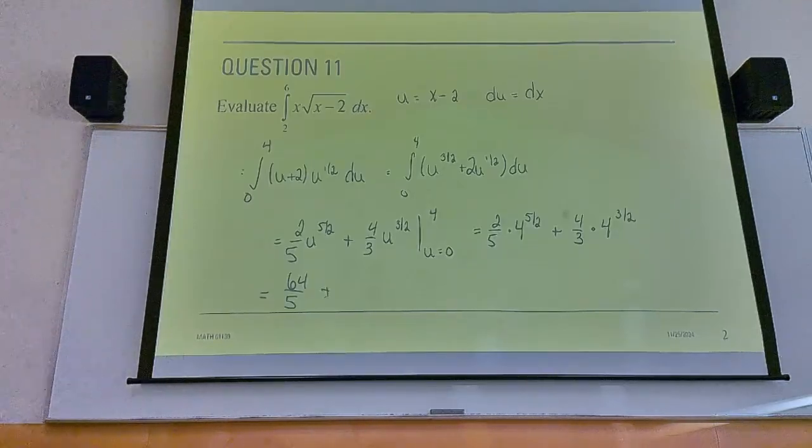4 to the 3 halves. It's 8. Times 4/3. 64/5 plus 32/3. 64 times 3, 192. 32 times 5. 192 plus 160. There is the integral.